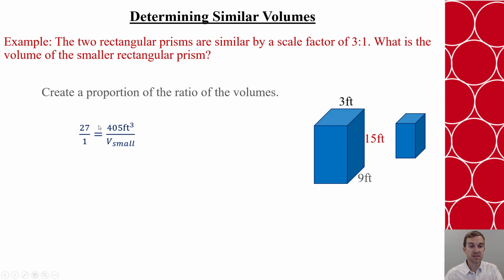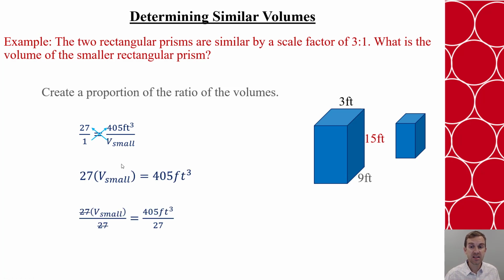So if I look at this as being large to small and large to small, I can then cross multiply, and then I can divide both sides by 27 to see the volume of the small cube would be 15 cubic feet. So the key is that relationship recognition that the scale factor cubed will give us the ratio of the volumes.